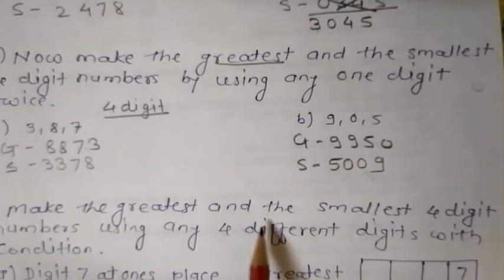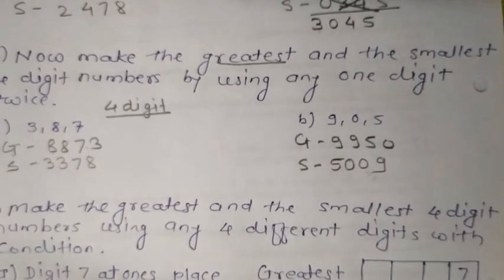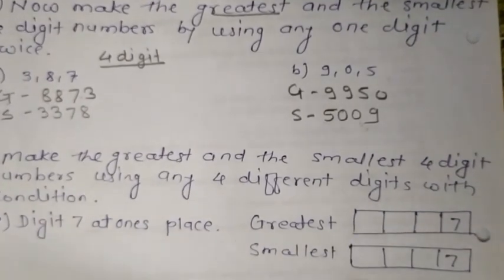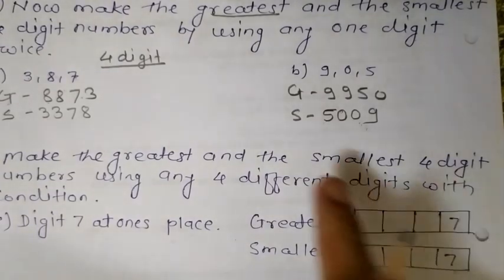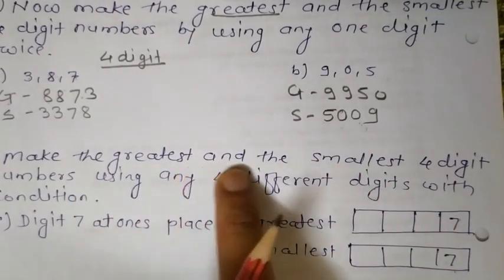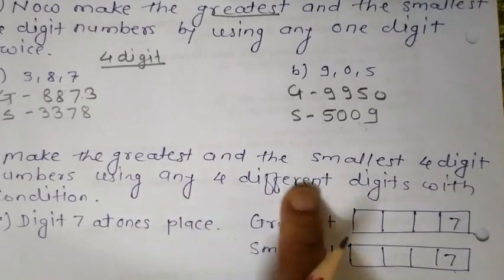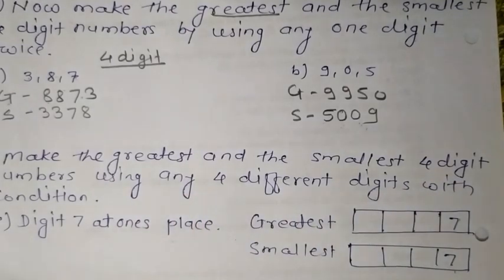Then make the greatest and the smallest 4-digit number using 4 different digits with a condition. The condition will be given here. So the first one is digit 7 at the ones place. So here the digit is already in the ones place, and you have to find the greatest and smallest number. You can use any 4 numbers. The question again: make the greatest and smallest 4-digit number using 4 different digits. So here 7 is already present in the ones place.